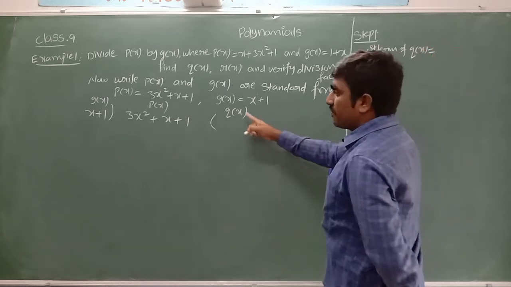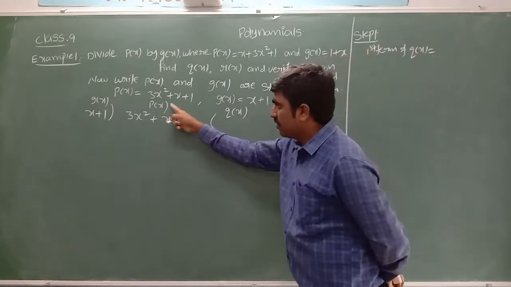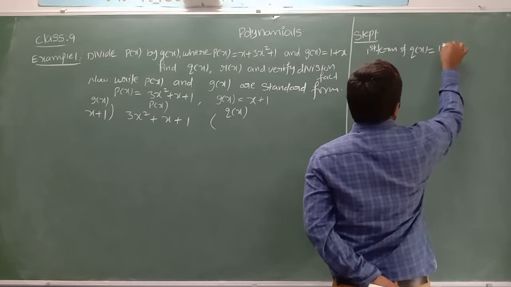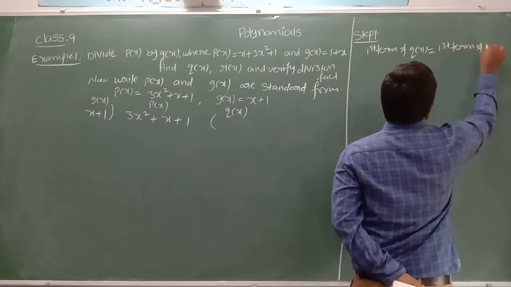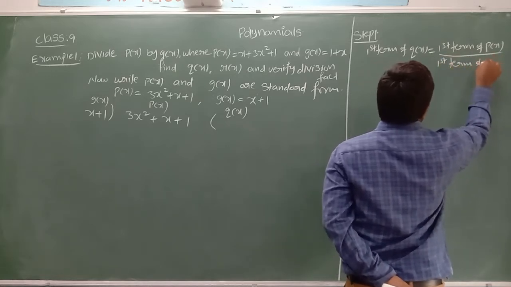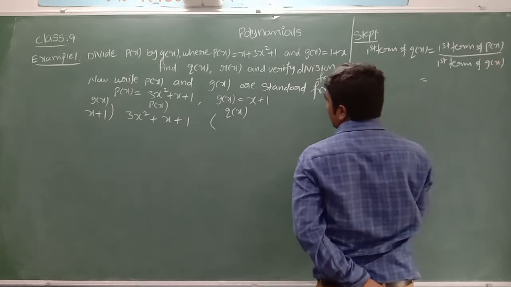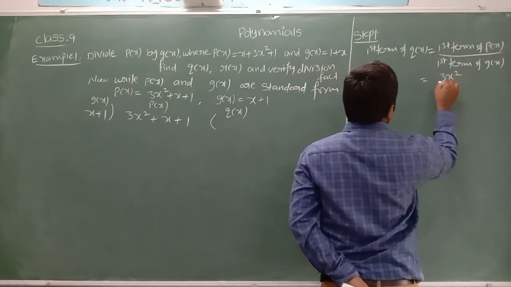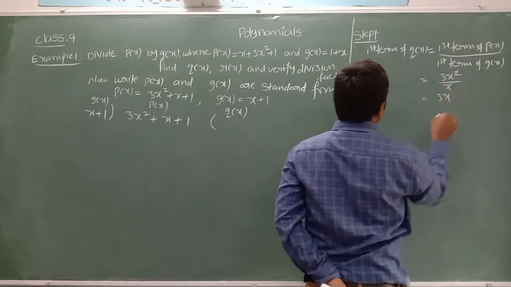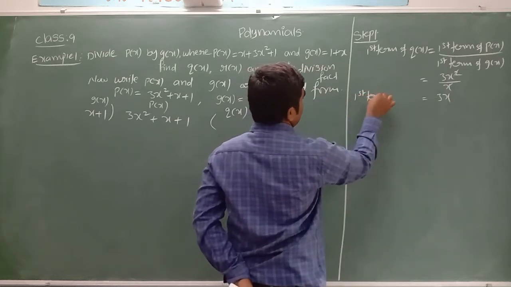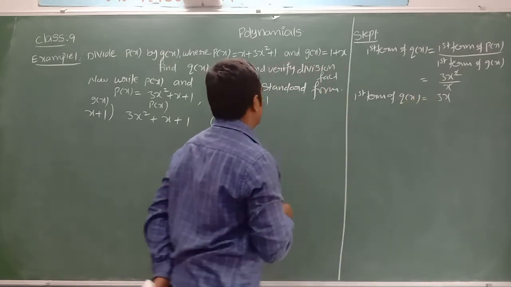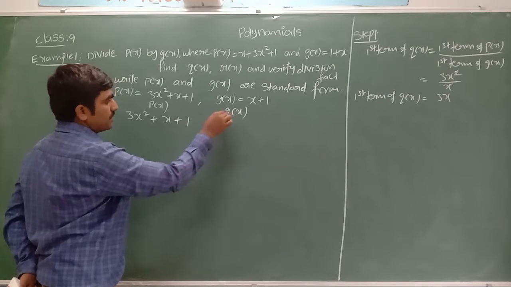How can I get the first term of q of x? To get the first term of q of x, divide the first term of p of x by the first term of g of x. What is the first term of p of x? 3x square, divided by the first term of g of x, which is x. So x cancels, and 3x is left. I got the first term of q of x is 3x.